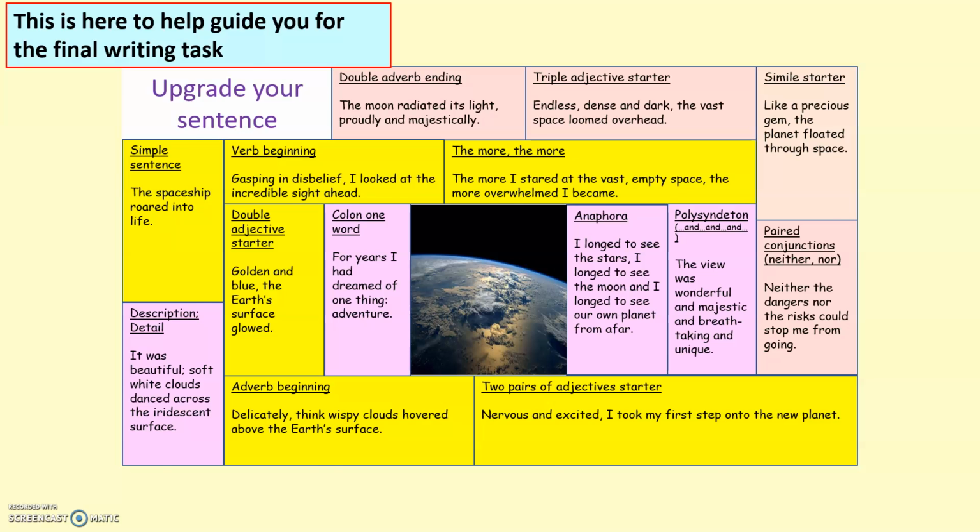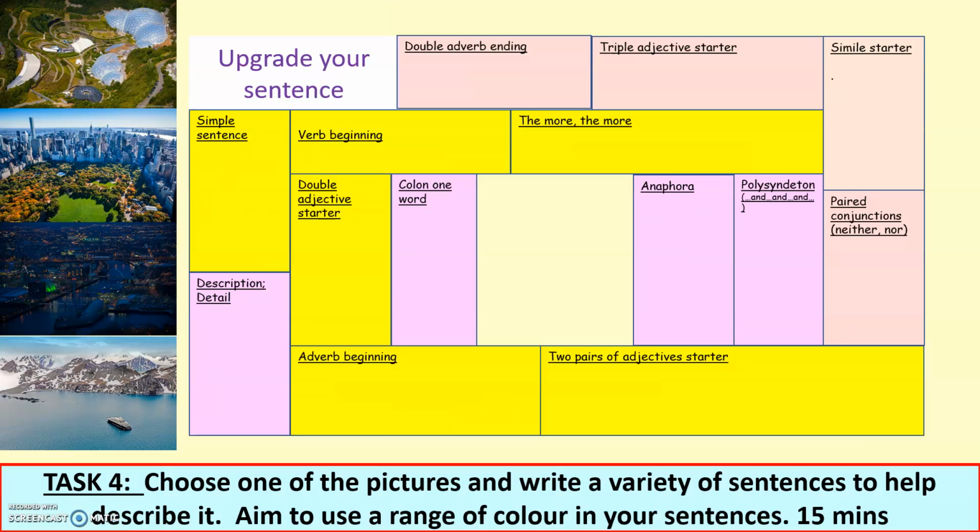What I'm asking you to do, if I flick forward, there they are again, is choose one of the four pictures that you just wrote about, and try and experiment with a variety of sentences that describe it. This should be about 15 minutes' worth of work. Therefore, I want you to use at least eight of these different sentence starters, please. That's how I'm measuring your success.